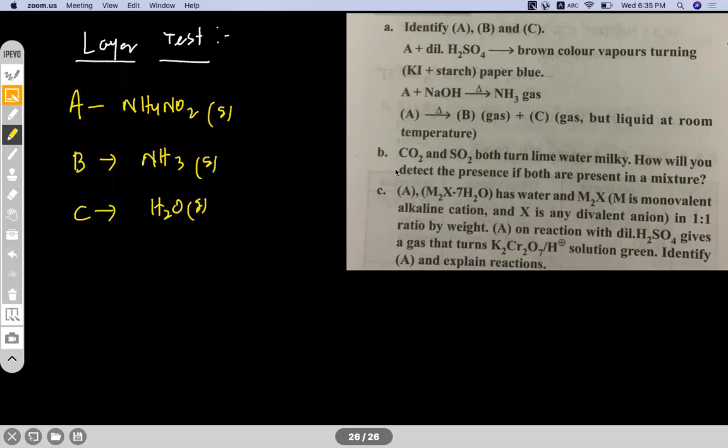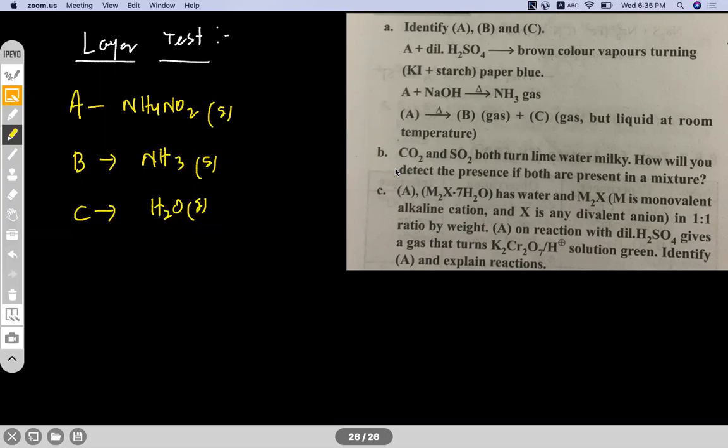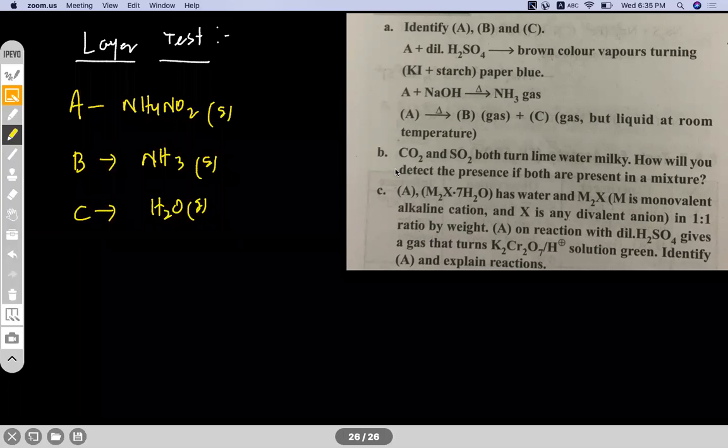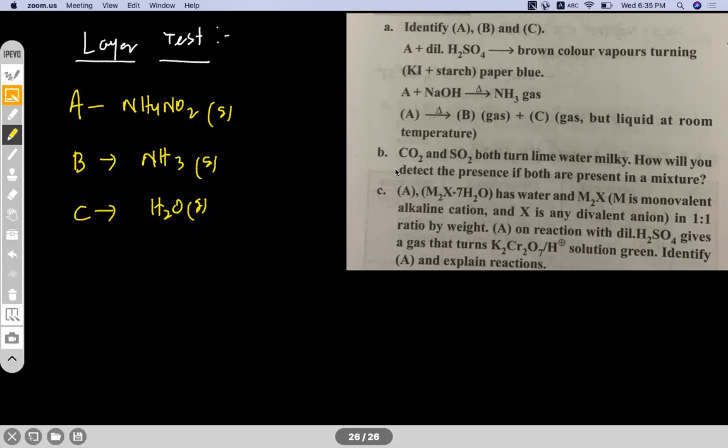Acha, what is the last one? So SO3, you can tell from the green color, and then the green mass is equal to the S7H2 mass. So I just took it there. Achha, okay. It's given K2Cr2O7 with H+, it gives green color. Achha, okay. So identify A and explain the reaction.